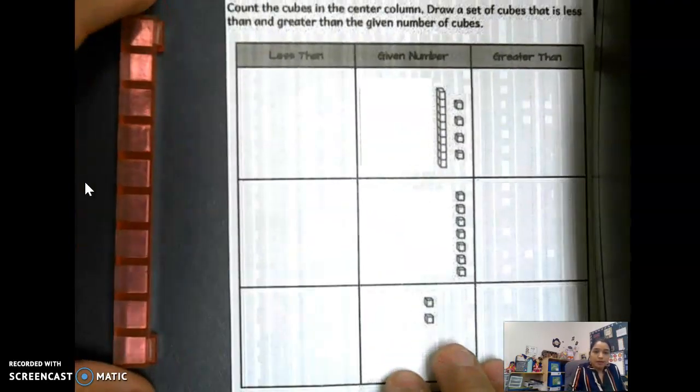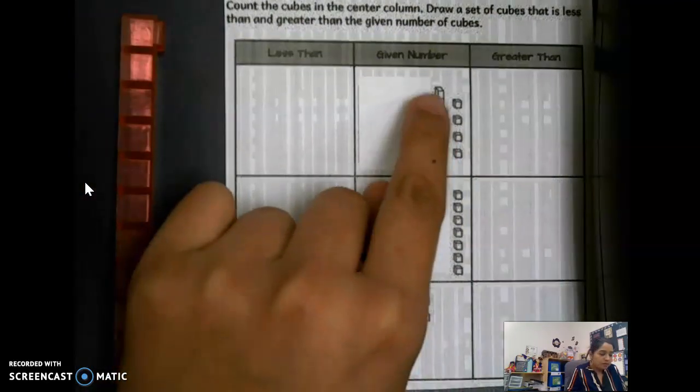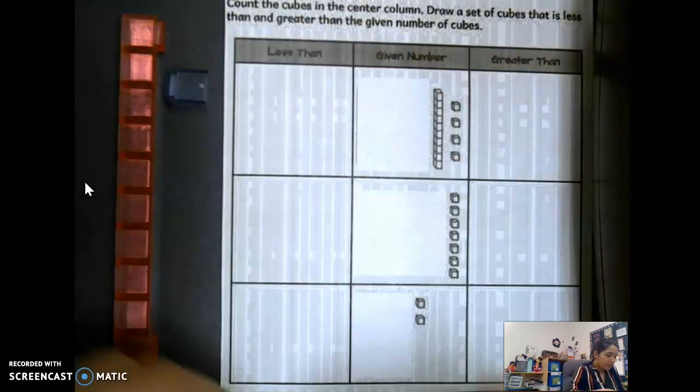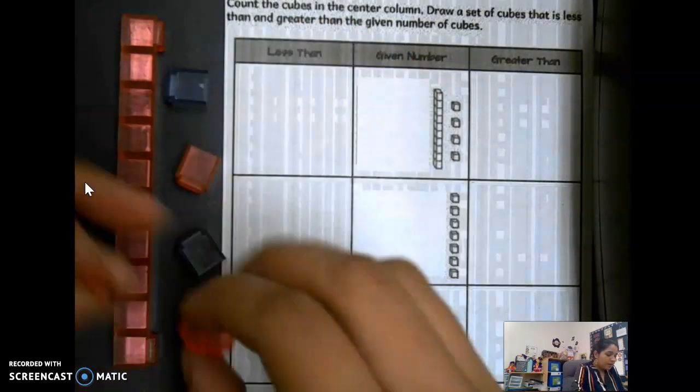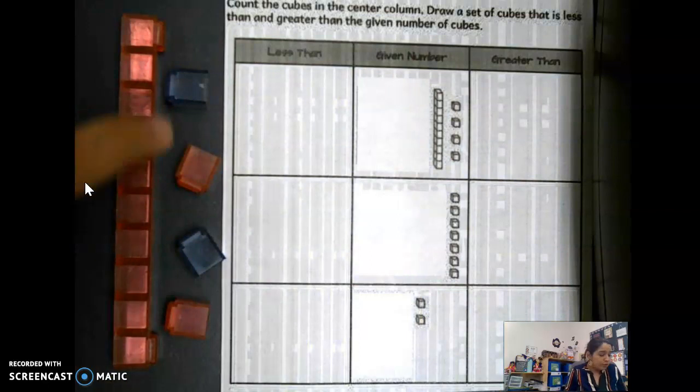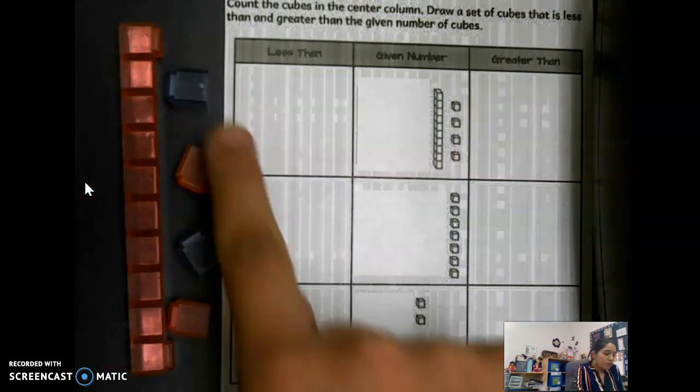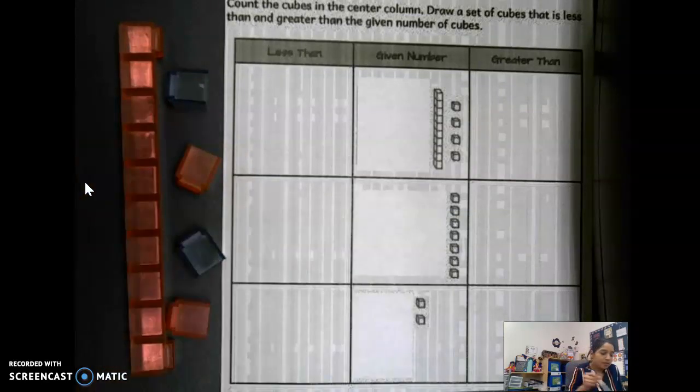Oops, I can put it right here. And how many ones? 1, 2, 3, 4. So that's 4 ones. So I'm going to go ahead and put 4 ones right here to the side so we are able to see. So it has 4 ones and 1 10 block, just like this.